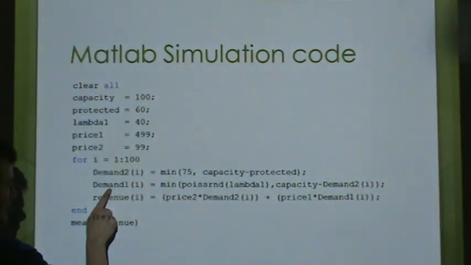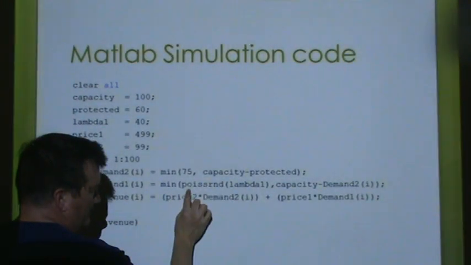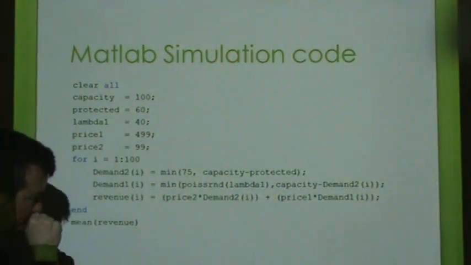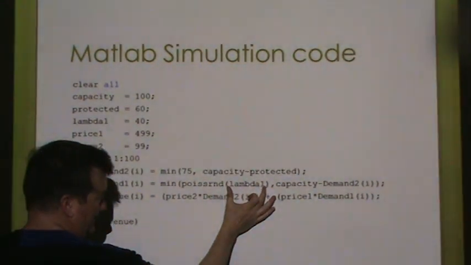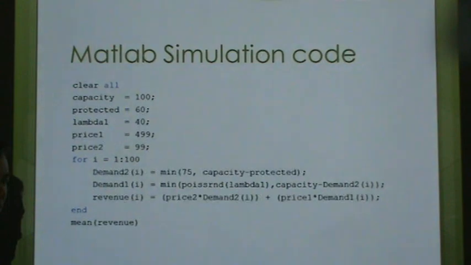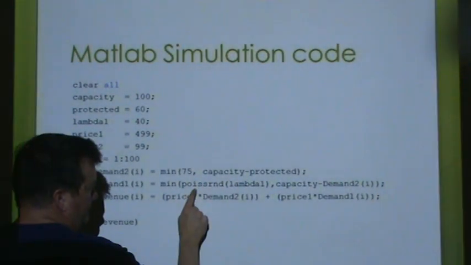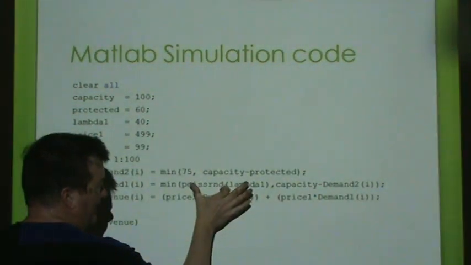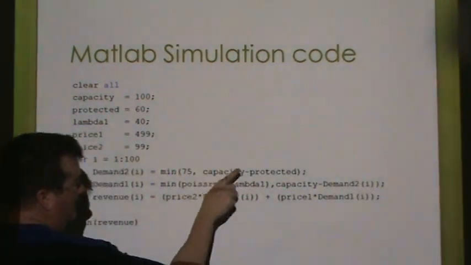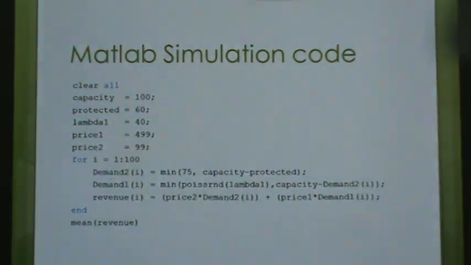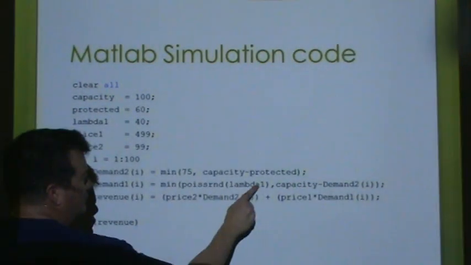Then demand 1 is going to be, we're going to take a Poisson random variable, so this is a function in MATLAB. All you have to do is give it an average, a lambda, and then it'll simulate rolling a dice for you. And it'll give you a number, and we're going to take either that number or the capacity minus all the seats we gave to the lower paying, whichever is smaller of those two. And that'll be the official demand.